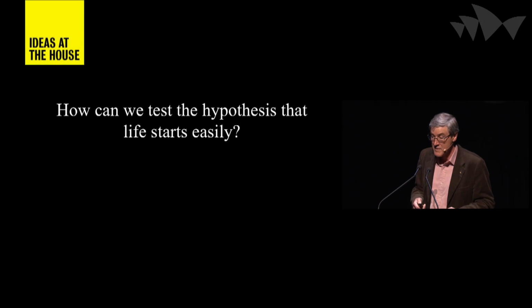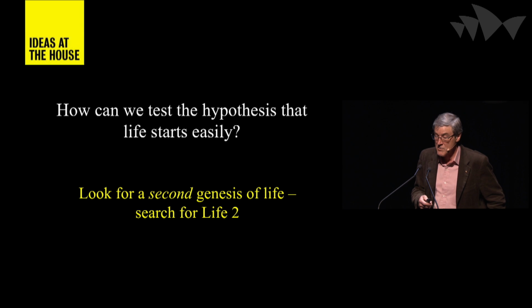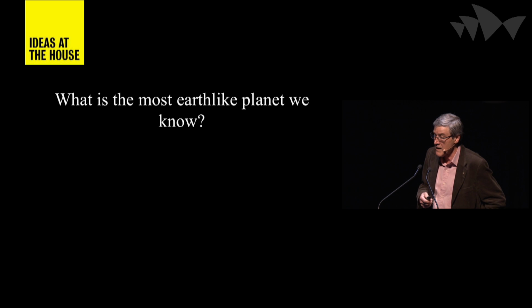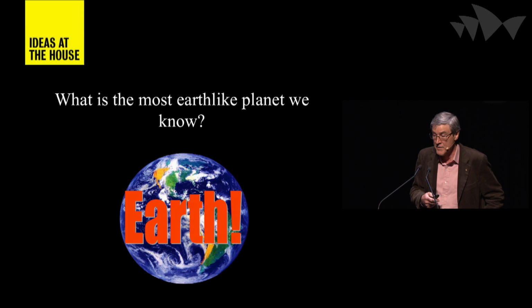Okay, so given that we're really stuck, how can we test the hypothesis that life starts easily? Is there some way we can just go and find out? There is one way, it turns out, and that is we look for a second genesis of life, life 2, if you like. If we can find that life has started more than once, independently, then it does look like it's pretty easy to happen. Well, what is the most Earth-like planet that we know where we might go to look for life 2? Would it be Mars? Would it be an extrasolar planet? No, the most Earth-like planet we know is Earth itself.